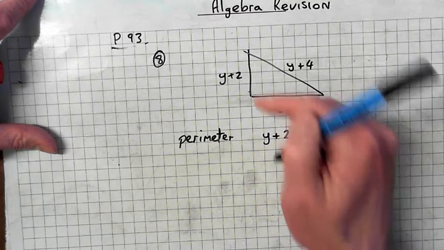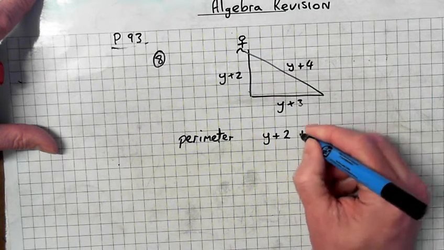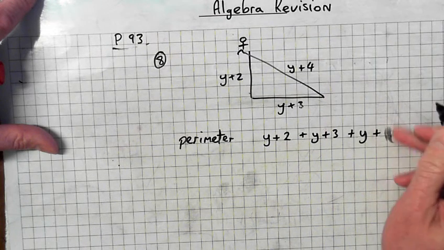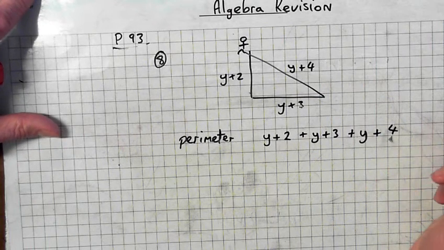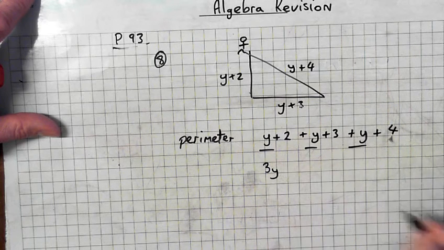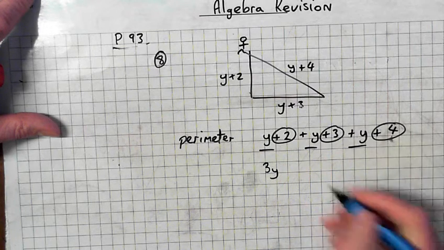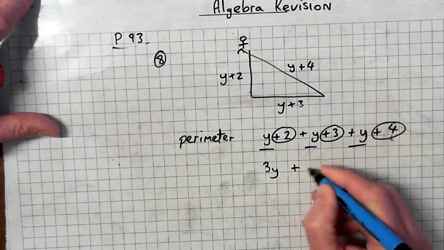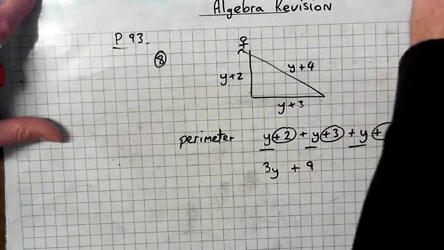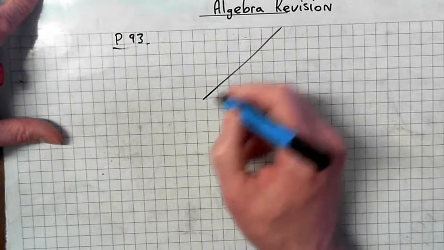So add them up. If I start here, and I walk, so that's y plus 2 plus y plus 3 plus y plus 4. Now we do the same thing. We mark the y's. How many y's? 3y. Now the numbers. 2 plus 3 plus 4 is 9. So that's going to be written like that. 3y plus 9 or 9 plus 3y. Okay, and then we'll do another one of these.